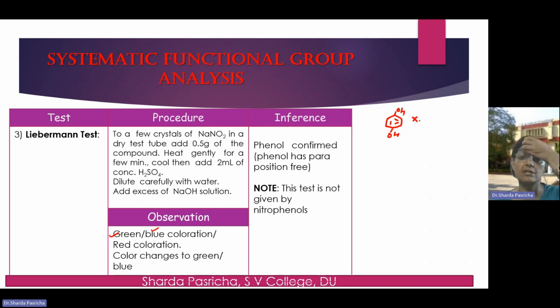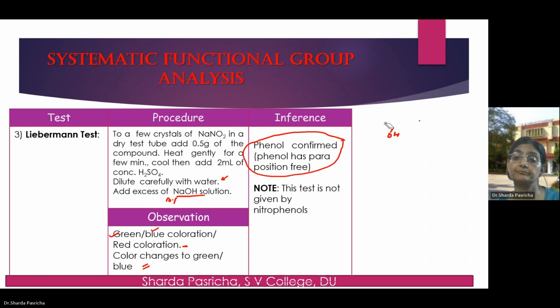You will understand the chemistry and know why it is happening. Very carefully, add water to it from along the side, because you have sulfuric acid in this. So along the side, you add some water, and you will get red coloration. And to this red solution, if you add excess of, say, 10% sodium hydroxide solution, the color will change to olive. So if this test is positive, the inference that we draw is that the phenol has a free para position.